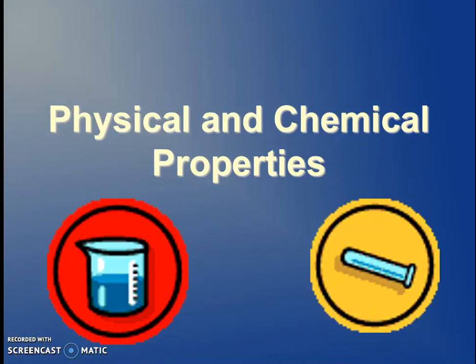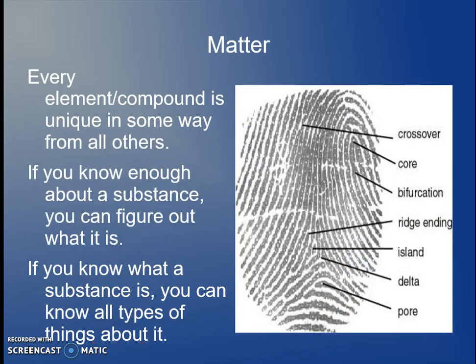Today we are going to learn about physical and chemical properties. As you know, everything is made up of matter, and matter is of two types: mixture and pure substance. A pure substance can be either an element or a compound. An element and a compound is unique in some way from all others.